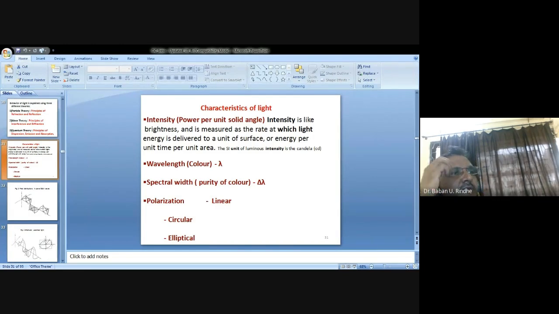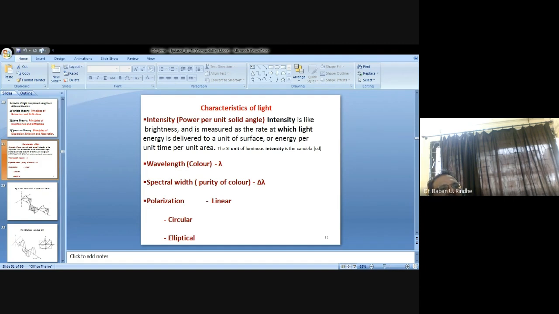Here we continue with the next topic, the characteristics of light. We have intensity, the power per unit solid angle. Intensity is like brightness, the more focused one, which relates to the numerical aperture we have already discussed. The numerical aperture measures the concentration of light gathered at a particular point.